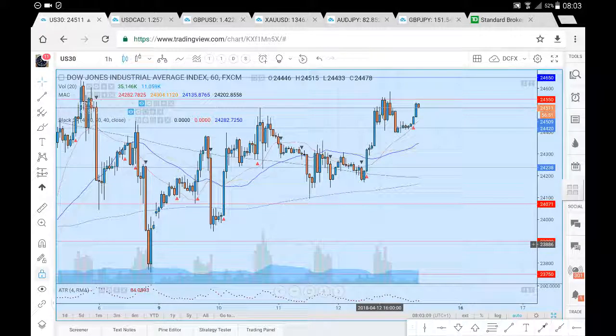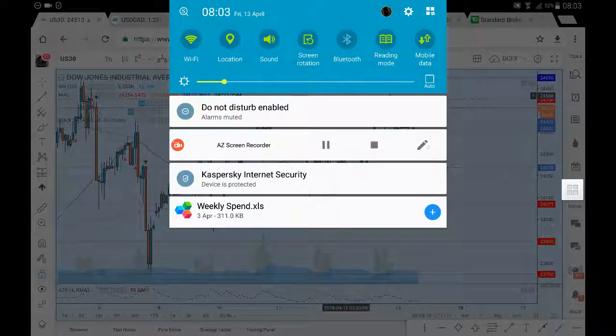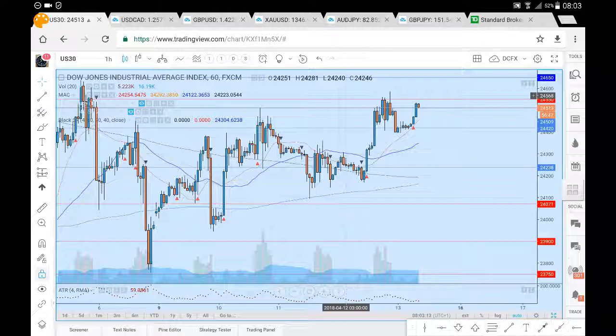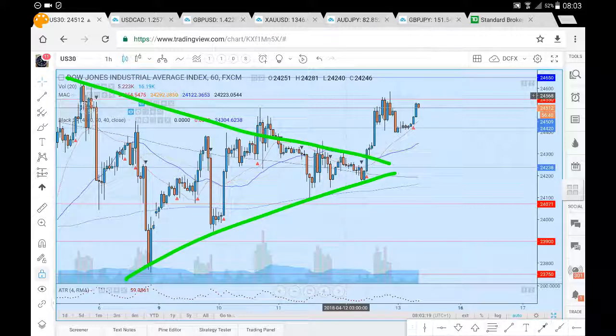So this is the US 30 analysis for Friday the 13th of April. Now let's just have a look at prices and where prices may likely go. We were heading into this price contraction squeeze that I did mention in the previous video, and we were looking for a break. Pretty much what we saw was a breakout to the upside here on the US 30.